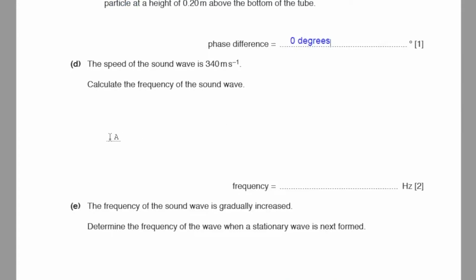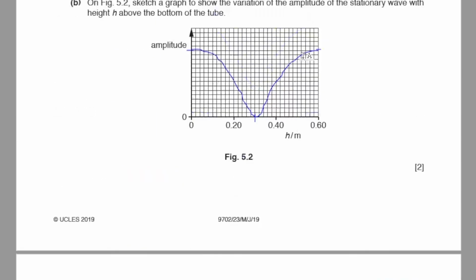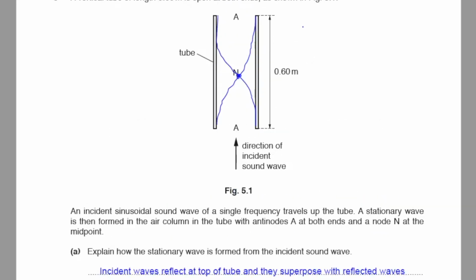Part D, the speed of a sound wave is 340 meters per second. Calculate the frequency of the sound wave. So frequency is equal to speed divided by wavelength. Our speed is 340 meters per second divided by the wavelength. Now the wavelength is what we have to calculate from the diagram. From this node to this antinode is basically forming 1/4 of a wavelength.